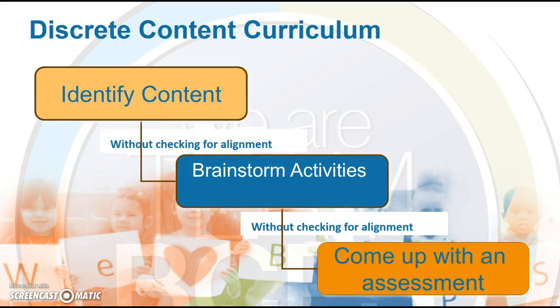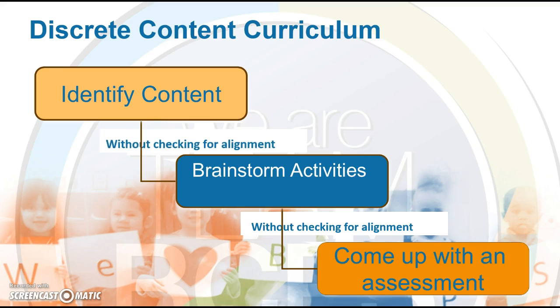So when you're talking about planning, this is a typical way that we may have planned before. We identify the content, and then we think about the activities that we're doing. We're not checking for that alignment with what our desired results are. And then without checking for alignment, we just come up with an assessment.